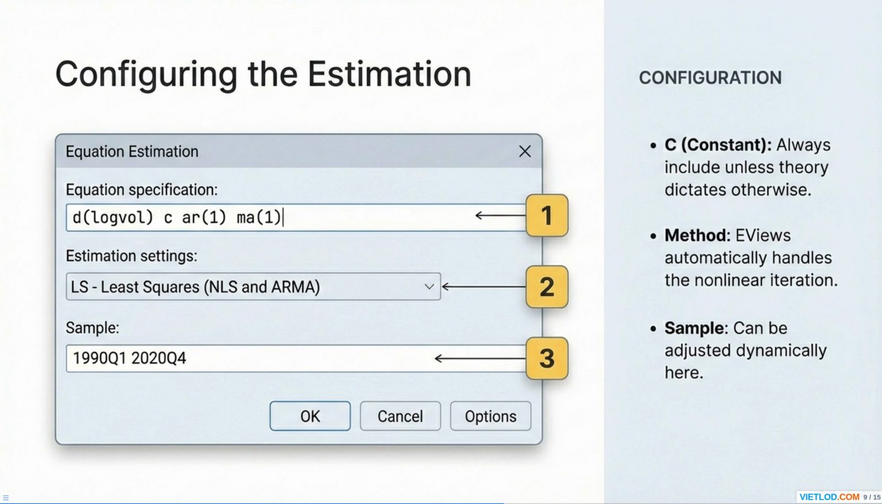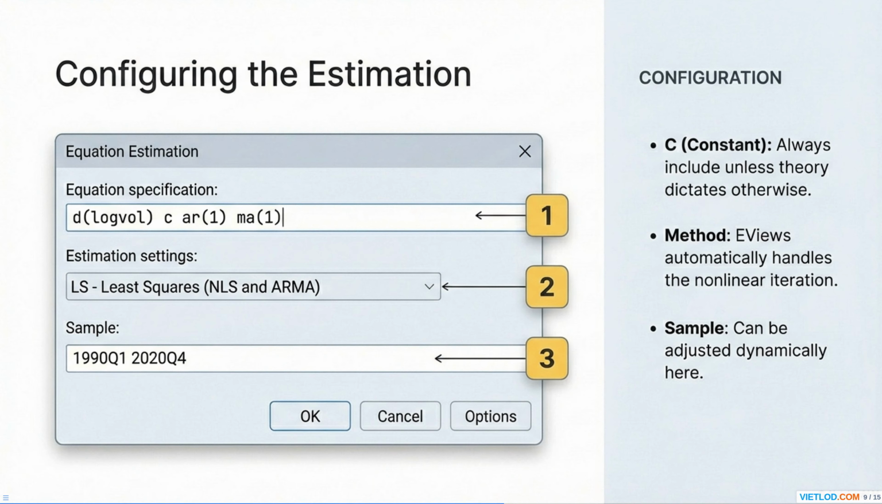Once you've decided on your model specification, the next step in EViews is to configure the estimation settings. In the equation specification box, you define your model. Here, we're modeling d of log vol, which signifies the first difference of the log of the volume variable. We include a constant c, which should always be present unless specific theory dictates its exclusion, and our autoregressive AR(1) and moving average MA(1) terms.